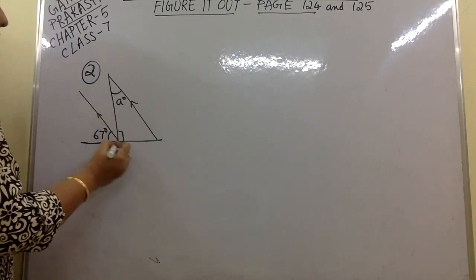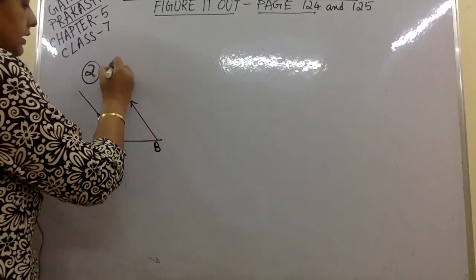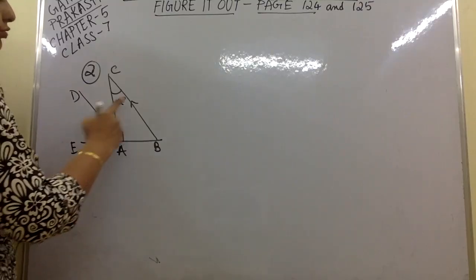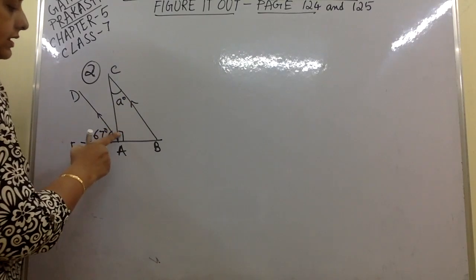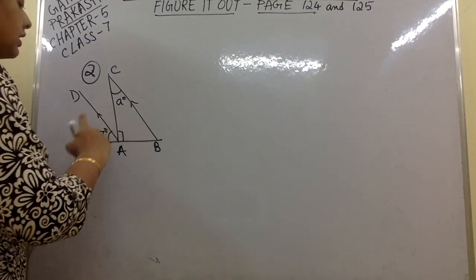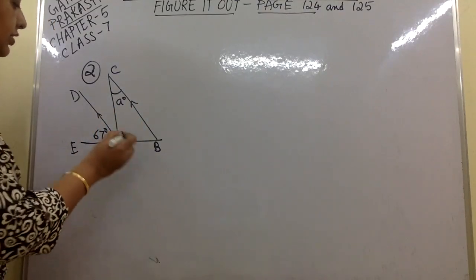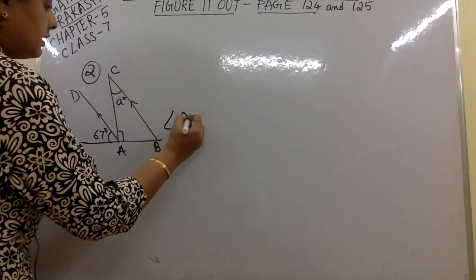If I name this A, B, C, and let me name this as D, this is E. These two are parallel lines. We have to find angle A. This is given as 90 degrees. Okay, how to find angle A? So how much is angle DAC?